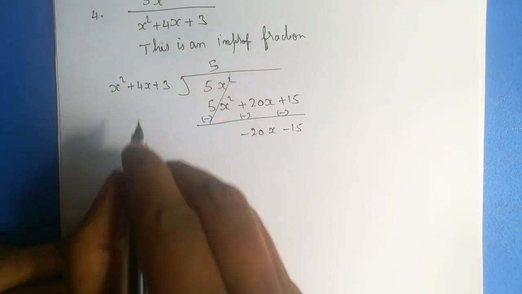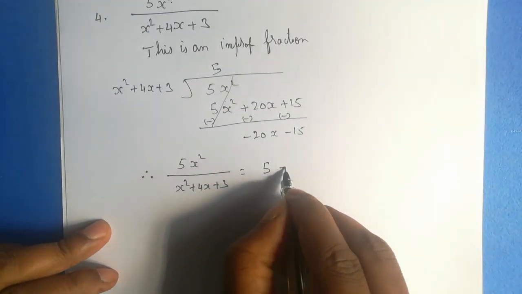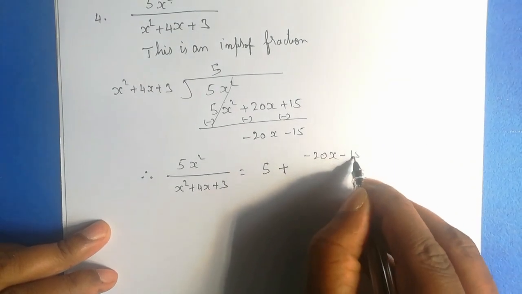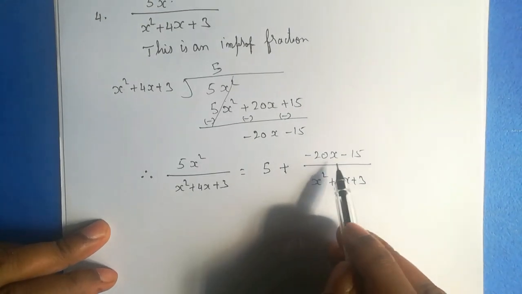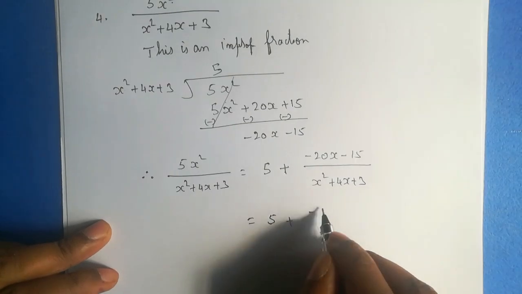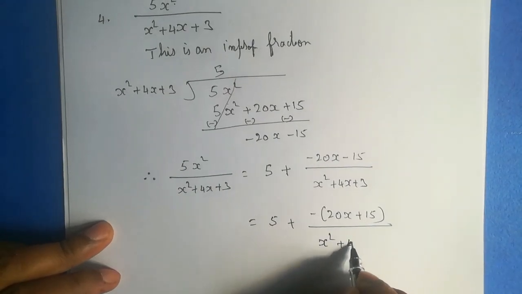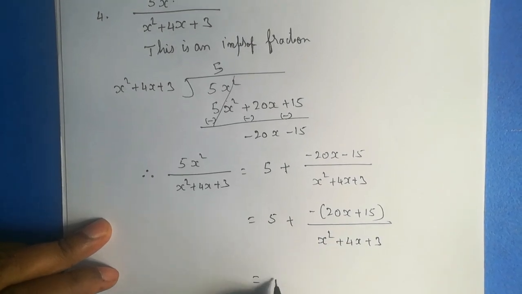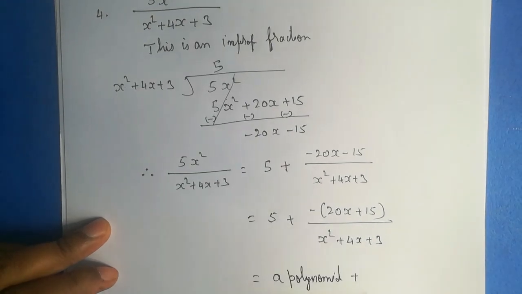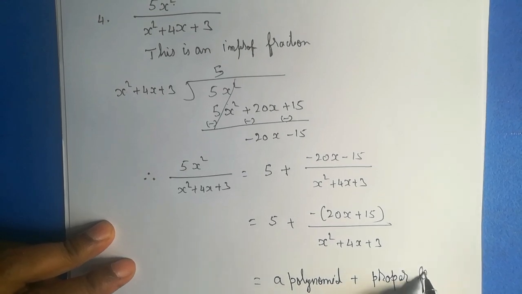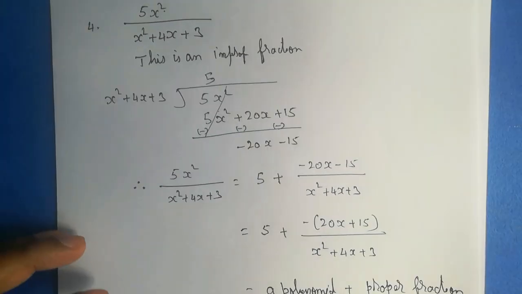Therefore, the question equals 5 + (-20x - 15) divided by (x² + 4x + 3). You can leave it as it is, or if you want, you can take minus sign common: 20x + 15, because minus sign we took common. This is equal to a polynomial plus proper fraction. Why proper fraction? Degree is 1, degree is 2, so this is known as a proper fraction. Now we'll see the fifth problem.